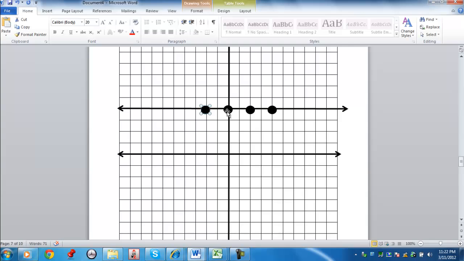Notice that each of these coordinates have a y value of 4. The line is staying flat. It's not changing. It's not going up. It's not going down. So if the line is not going in an upward motion or a downward motion, but if it's staying flat, horizontal, we would say that it has a 0 slope.